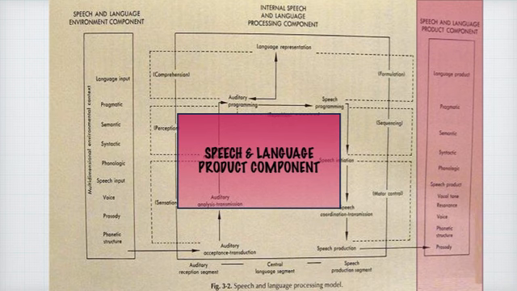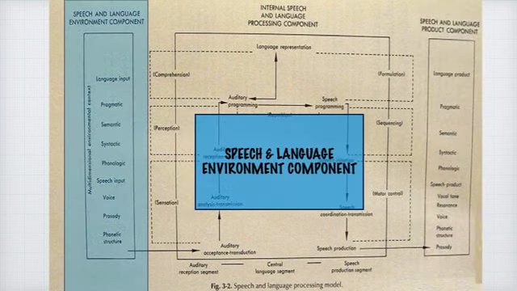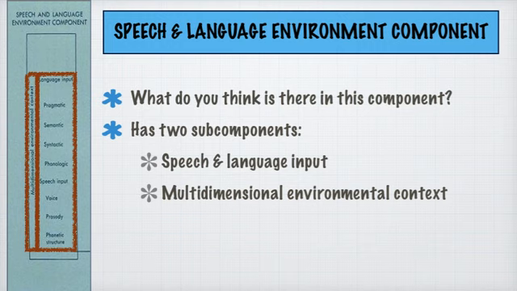Okay, so let's start with the first component. The first component is the speech and language environment component. Again, this is the environment. As you can see on the side: language input, pragmatic, semantic, syntactic, phonologic, voice, prosody, and phonetic structure. Okay, so what do you think is in this component? You can see there are language and speech input.